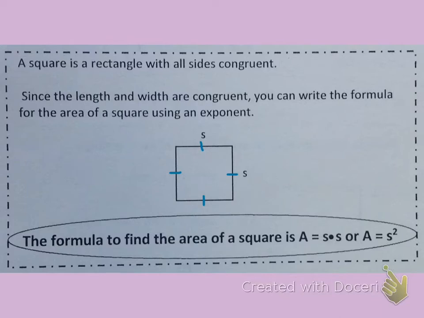So the formula we use to find the area of a square is area equals side times side, or area equals s squared, because remember that exponent, the little 2 floating up above, means s times s.